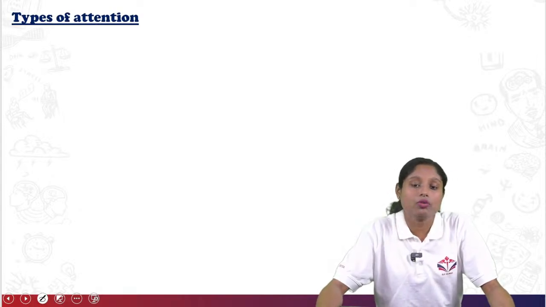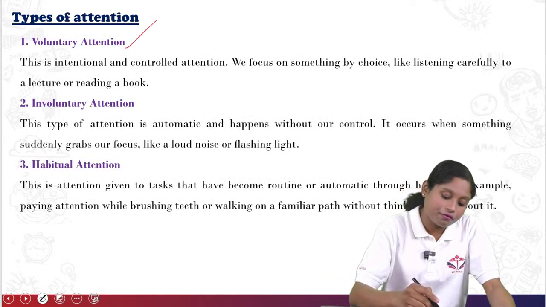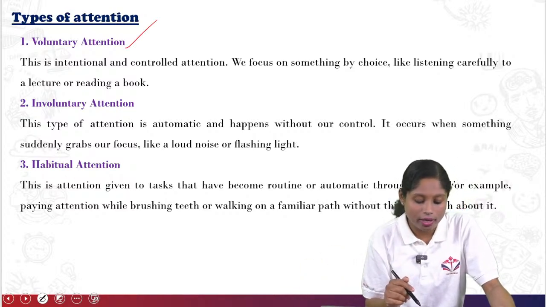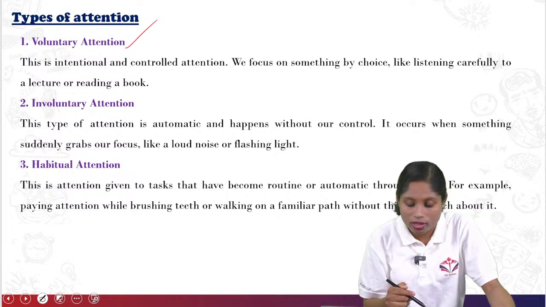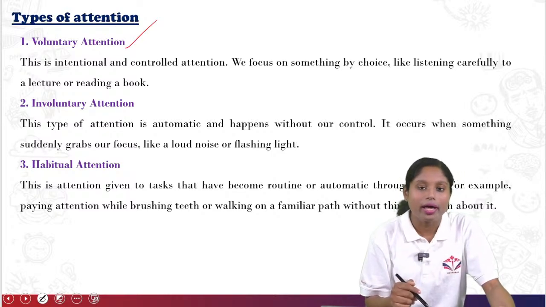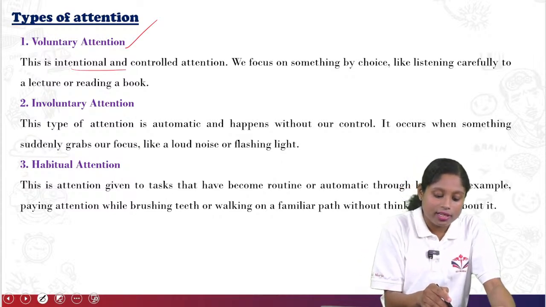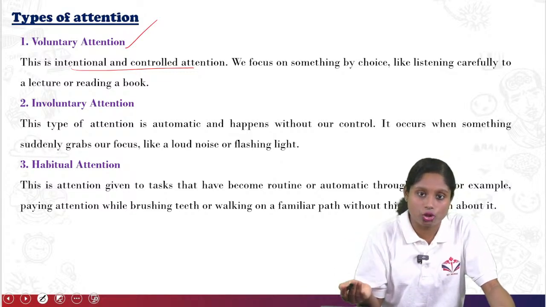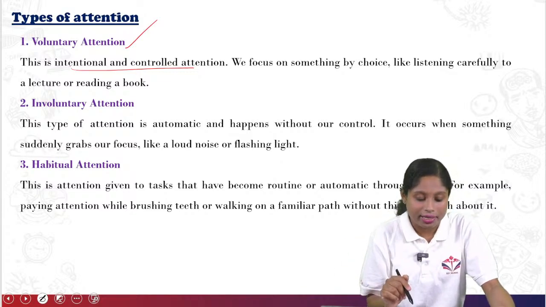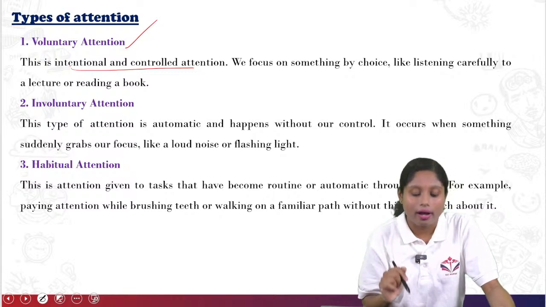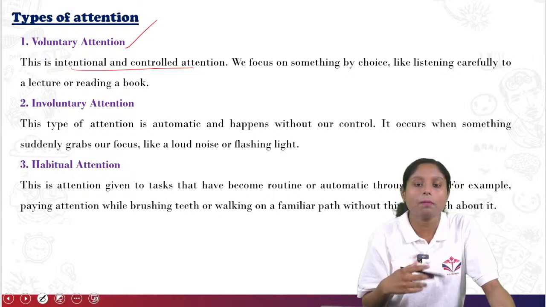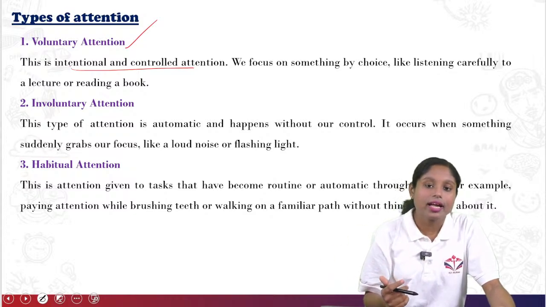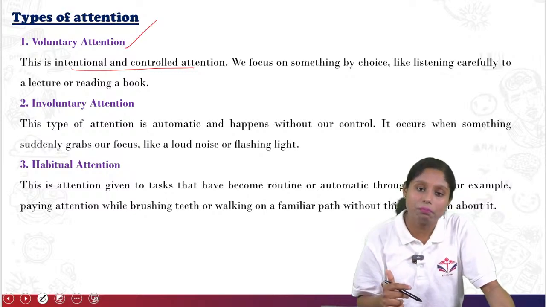Coming to the types of attention. Let's discuss. The first one is voluntary attention. This is intentional and controlled attention. We focus on something by choice, like listening carefully to a lecture or reading a book. It is intentional by ourselves, like attending a class lecture. That is what is called voluntary attention.